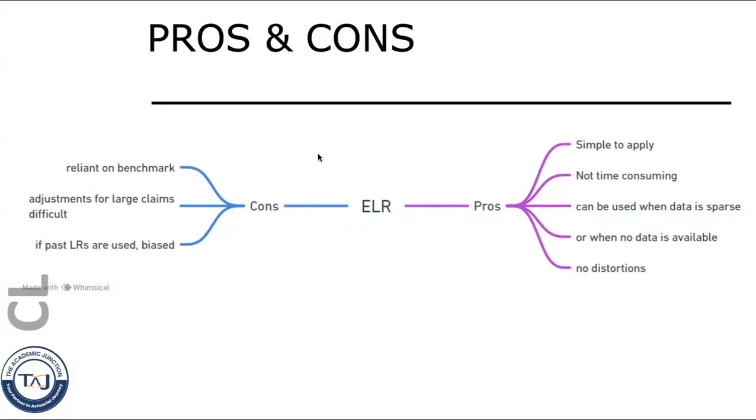And if past LRs are used, there's a chance that the data is already biased. I'll give you a simple example, right? Let's say that you are using the rolling 3-year loss ratio, or the loss ratio of the last 3 years for the motor portfolio, as a benchmark for your ELR method.